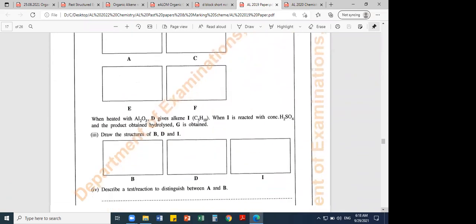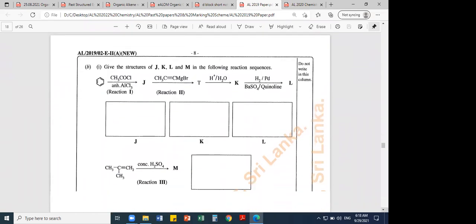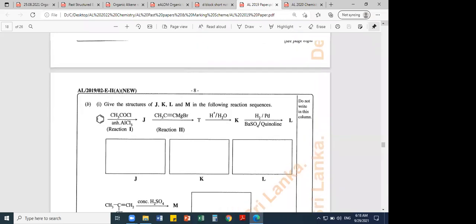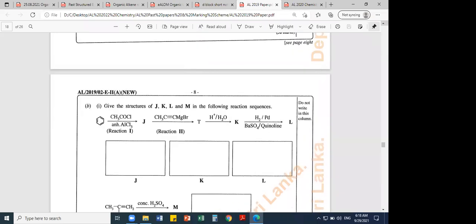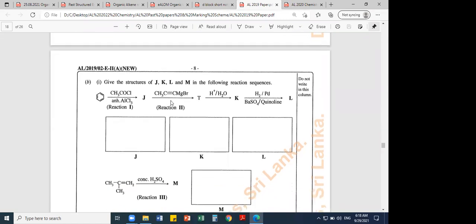Can someone tell me, did I give the reaction summary of aldehyde and ketone? Only alkene, right? Reactions of aldehyde and ketone, have I given? No, only alkene. No, right. Okay, then after that you can do it. No, okay.